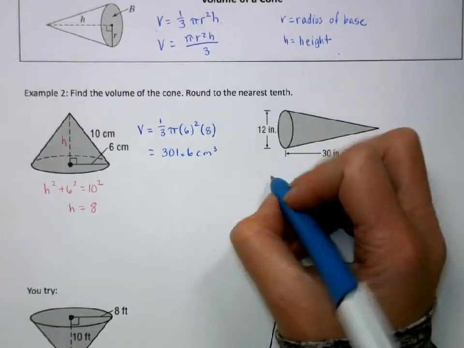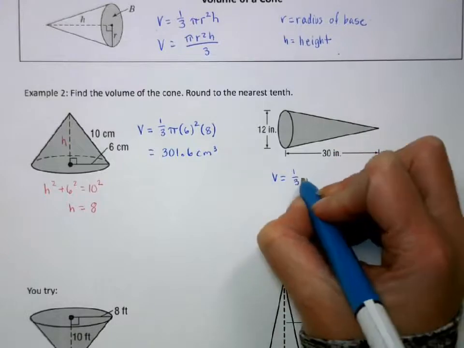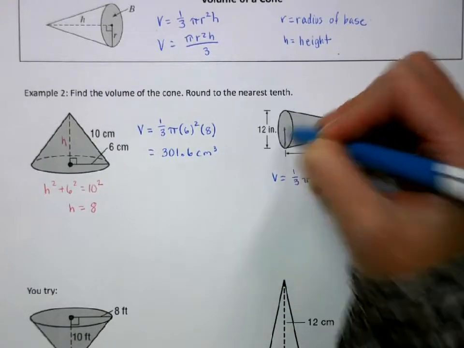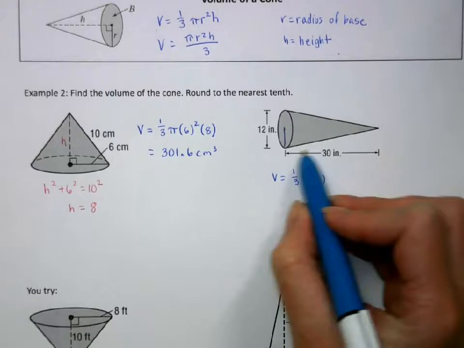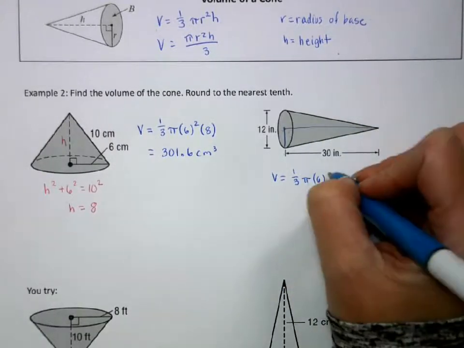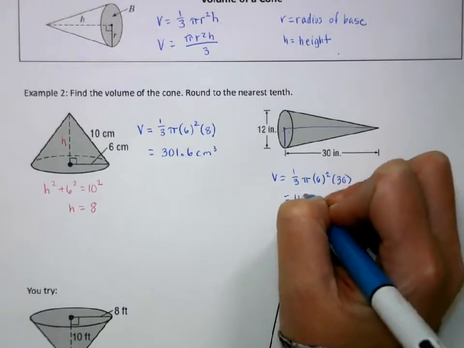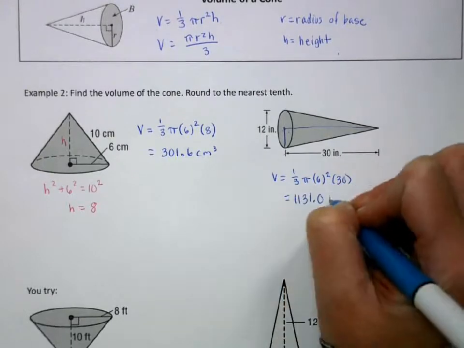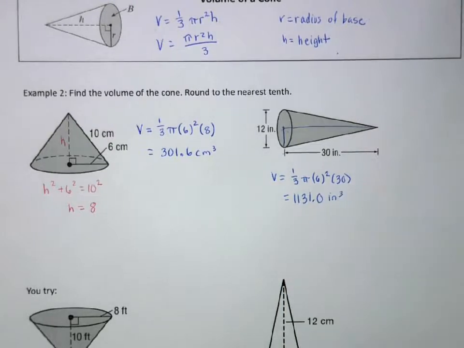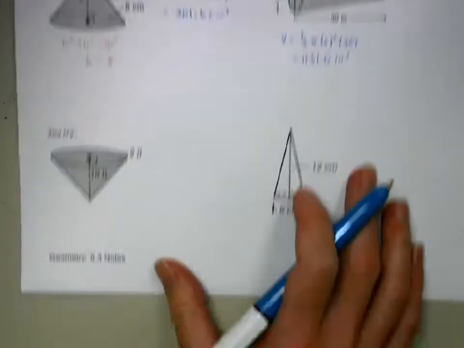This one, our volume, is going to be 1/3 pi. My radius is going to be 6, and this is our height. If I slid it over, it is our interior height. So that would be 30. So we get 1131.0 inches cubed. Okay, so you can try the last two and see how you do.